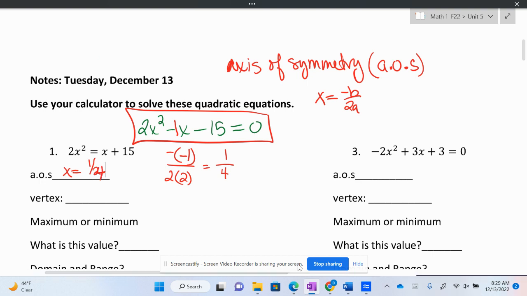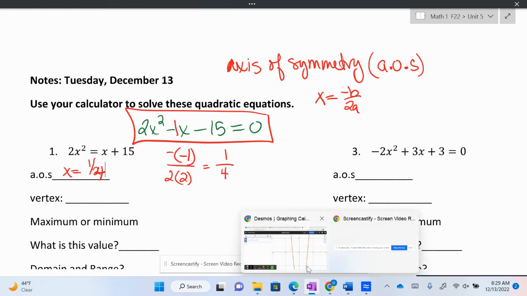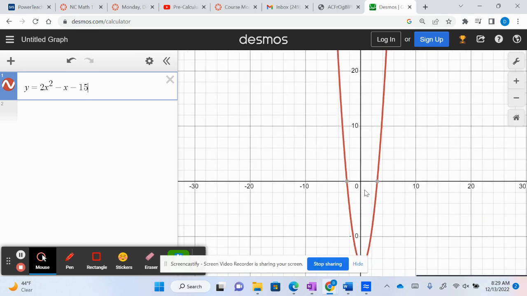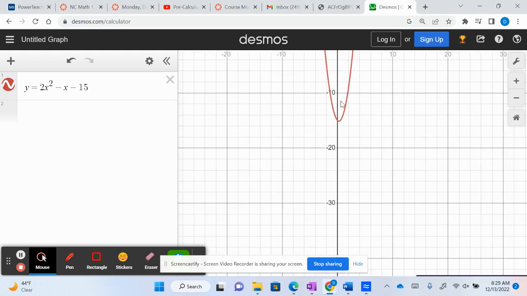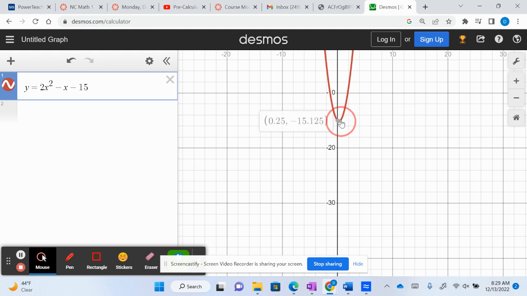The axis of symmetry takes place where x equals 1/4. So when I go to my graphing calculator in Desmos, if I touch right here at 0.25, do you see where I'm at? Do you see the 0.25? It automatically pulls your cursor there because that's your vertex. So x equals 0.25 or 1/4. That's my axis of symmetry.